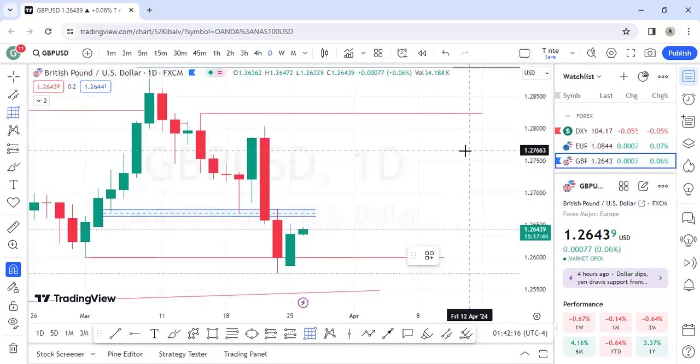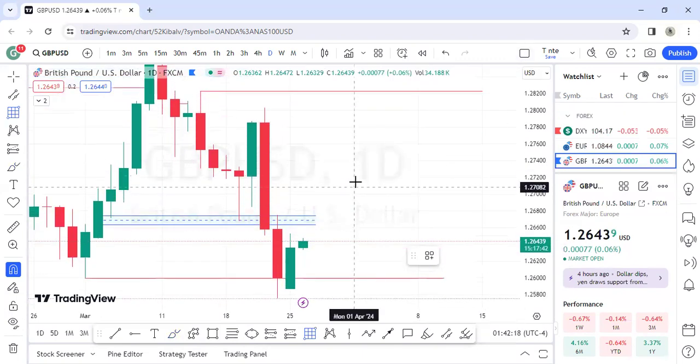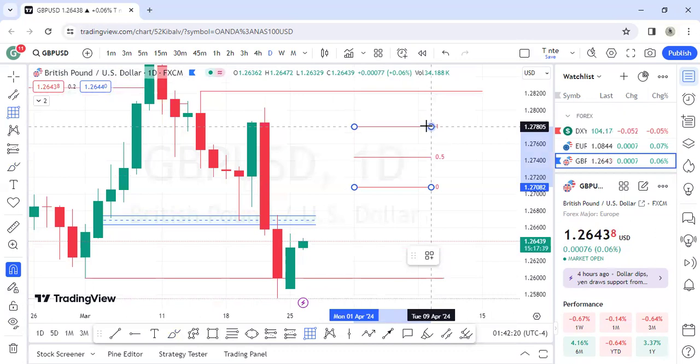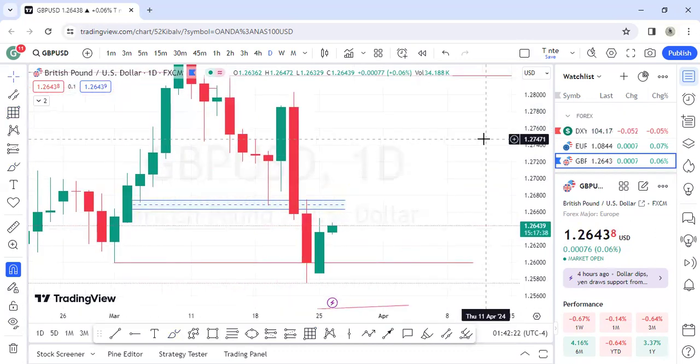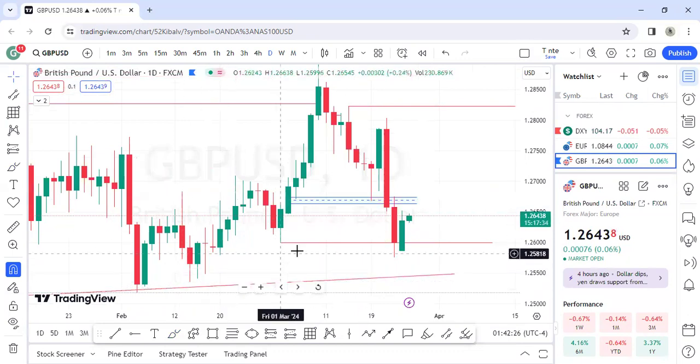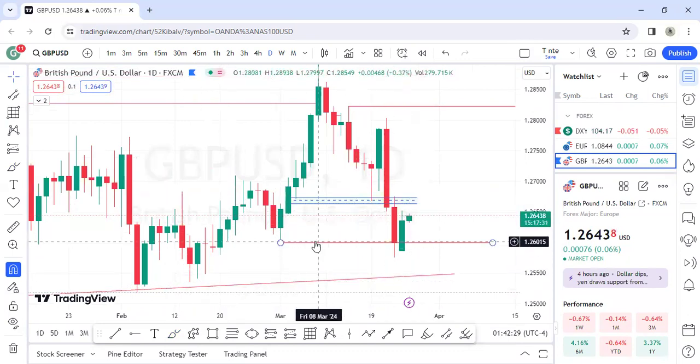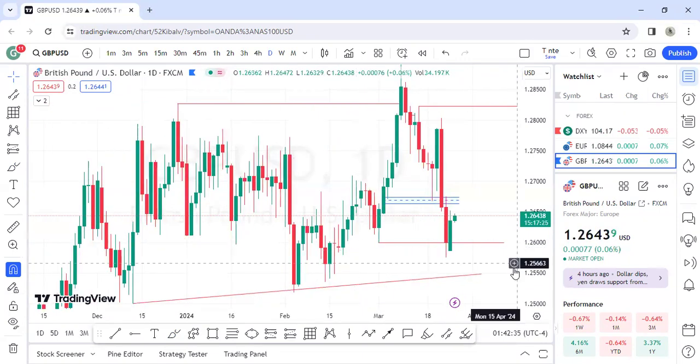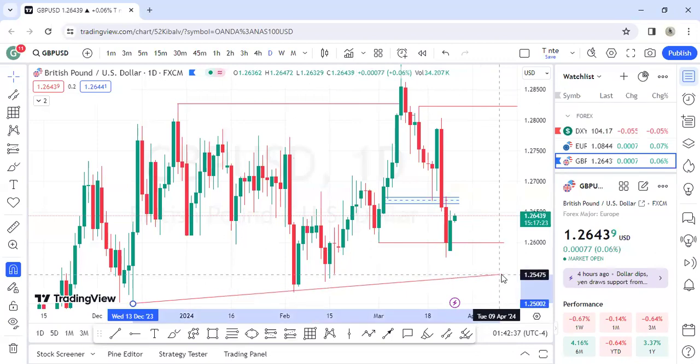So GBPUSD doesn't really look very bearish, because why? We have taken our liquidity already, right? So taking our liquidity, GBPUSD does not really look good for sales. But we still have this trend line liquidity here, which has not been grabbed.